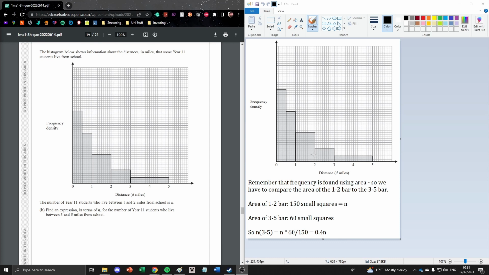So we go back to that key idea that a frequency in a histogram is given by area, not by height. And so we can tell that we're going to have to compare the areas of the 1 to 2 box and the 3 to 5 box. If we count up, we can see there's 150 small squares in the 1 to 2 interval. So that's equal to n. And we can see there's 60 small squares in the 3 to 5 interval. So our expression for the 3 to 5 is going to be n times 60 divided by 150, which is equal to 0.4n.